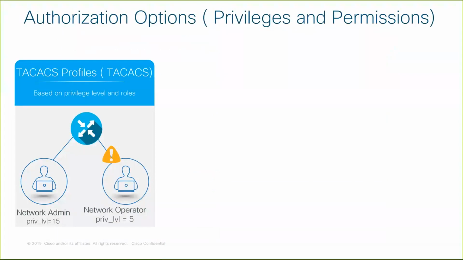Say, for example, if this is an IOS router or an IOS switch, there is a privilege level from 0 to 15. So for network admin, it's a very high-level privilege. For network operator, it is a slightly lower level privilege. So they can execute only those commands that are allowed based on the privilege level.